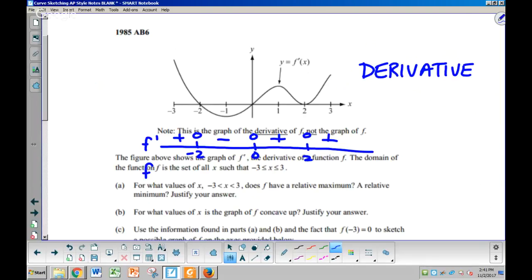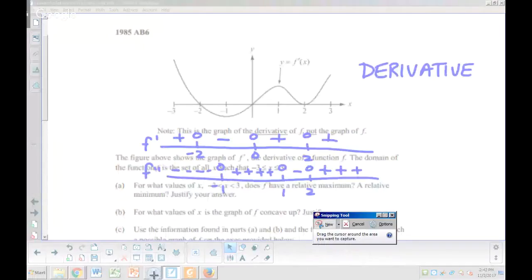If I were going to do an F double prime line, that's going to be a slope of this function, isn't it? Do I have any zero slopes? Negative 1, positive 1 and 2. What kind of slopes do I have to the left of negative 1? Negative. To the right of 1? Negative. And what kind of slopes to the right of 2? Positive, okay?